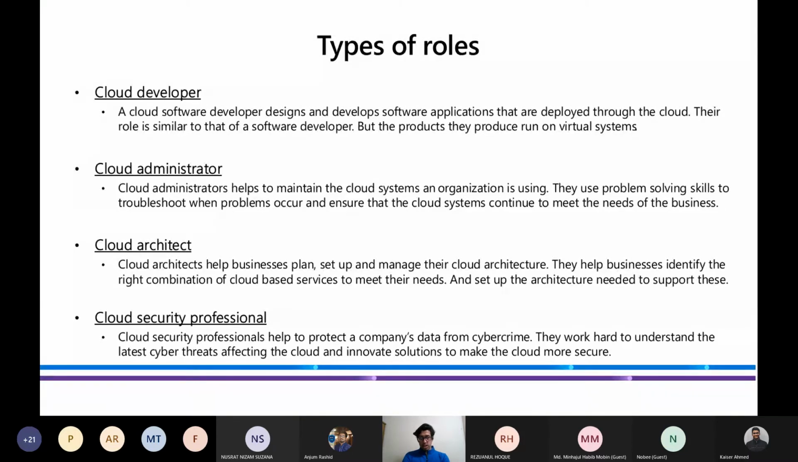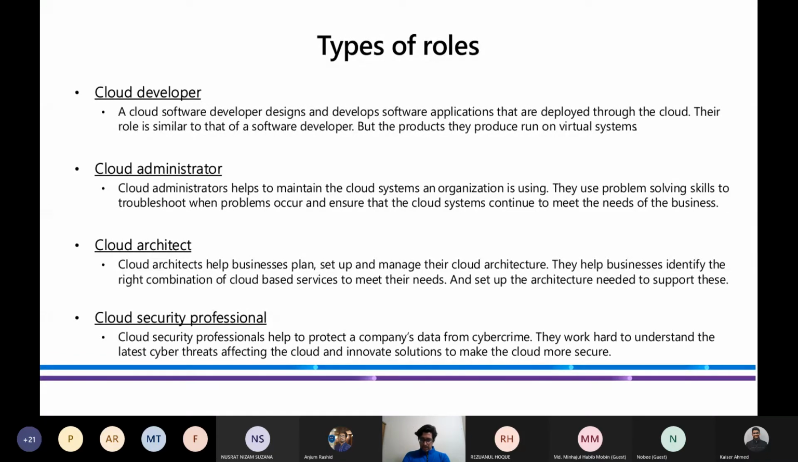So that's actually about the cloud administrator. The cloud architect helps to develop the business plan and set up and manage the cloud architecture. They help the business to identify the right combination of cloud services to meet their needs and set up an architecture to support these needs.